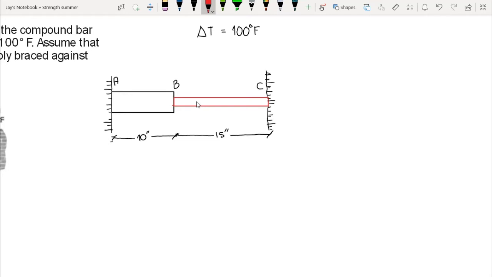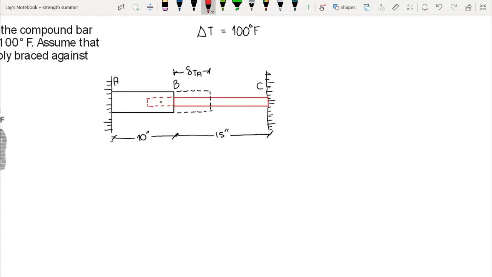Now, if we try to draw the expansion of our bar, imagining that we have no support at this point, we let our aluminum bar expand freely. Let this be the imaginary expansion of our bar, the change in the length of the bar due to the temperature. That's for aluminum. The same goes for the steel. If we let our steel expand freely, most probably this would be the expansion.